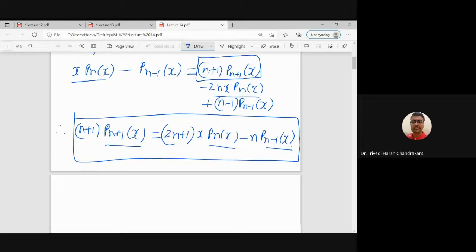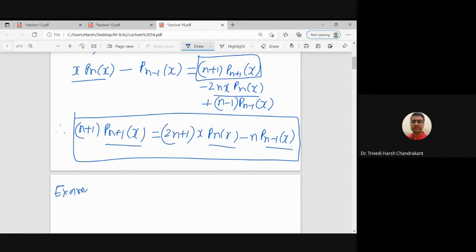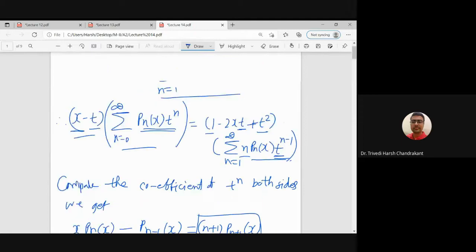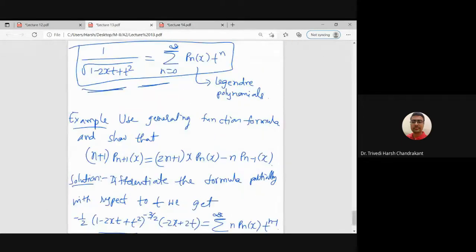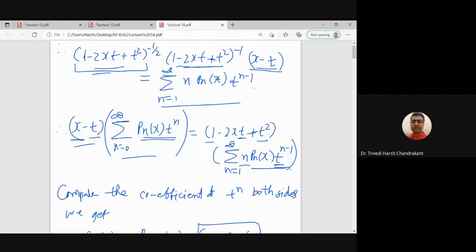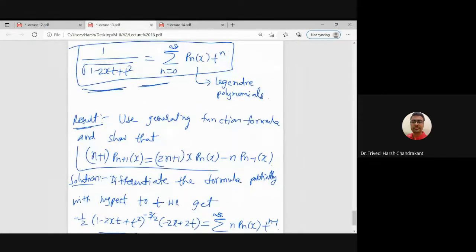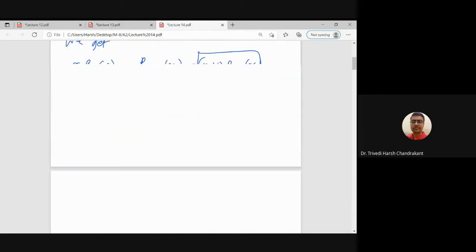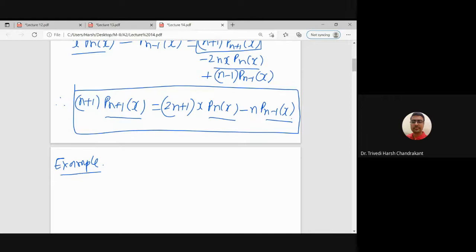Let's see if we can, yeah, so this is not actually an example, this is actually a result. So we have got this result. Now this result we can use here. So this formula we can use, and if you know these two Legendre polynomials, we can find the next Legendre polynomial. So let us see if we can use this formula to find P3.